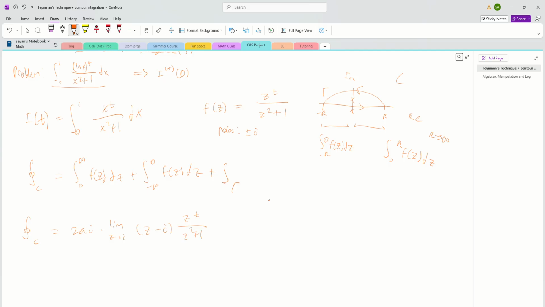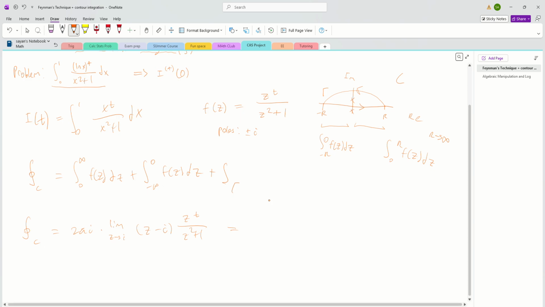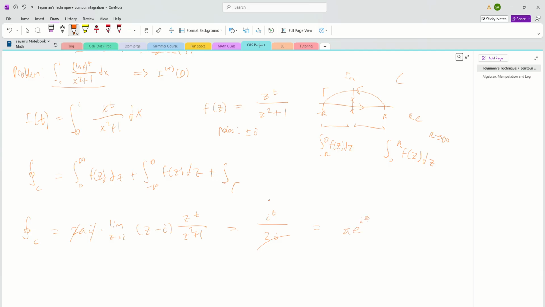And we need to evaluate this thing. And so this is really just i to the power of t over 2i. That's gonna cancel out nicely like this. So that's gonna give me pi e to the i pi over 2t. e to the i pi over 2 is just another way of expressing i.